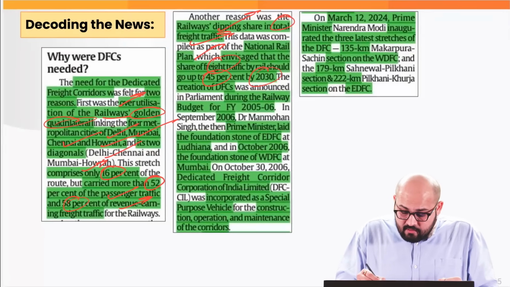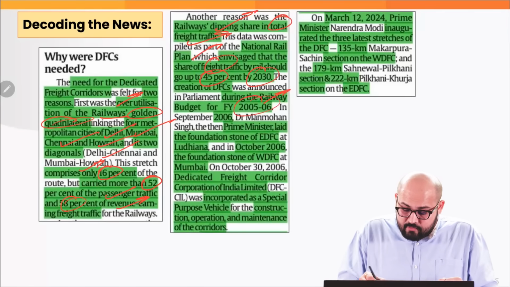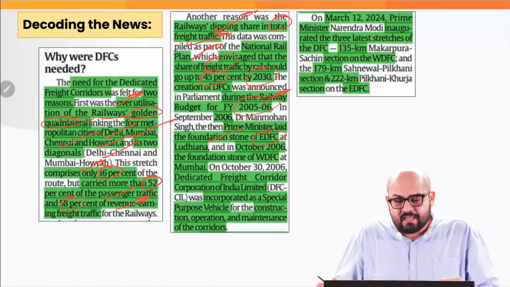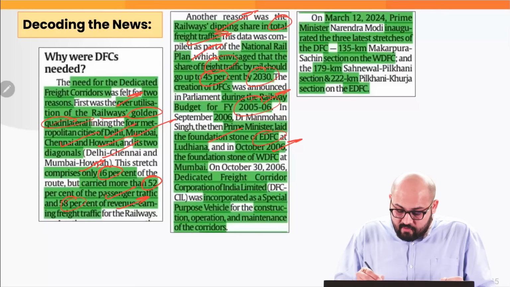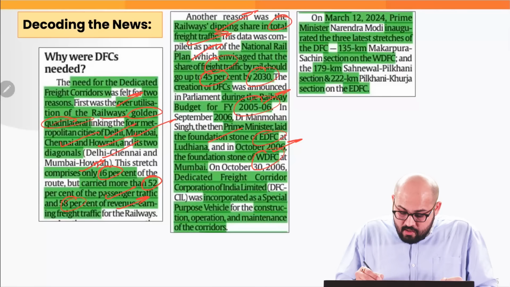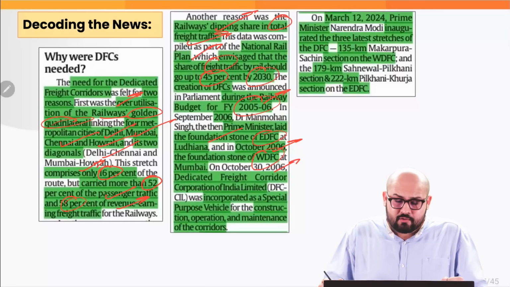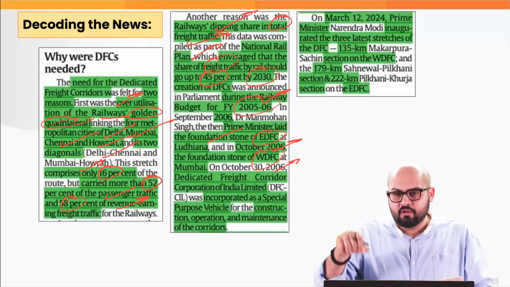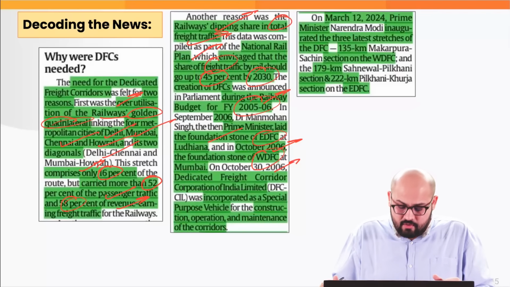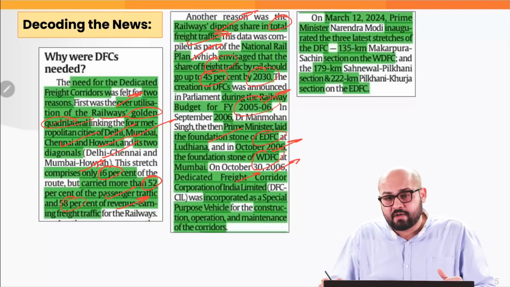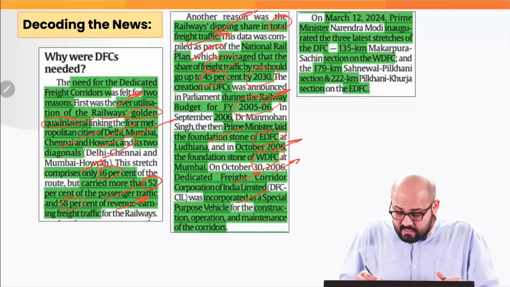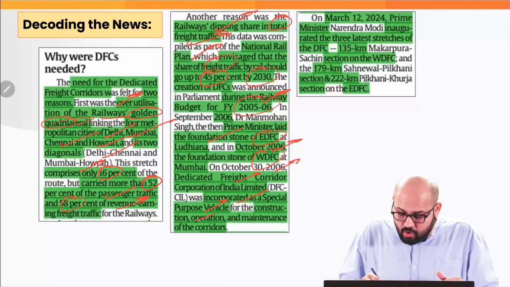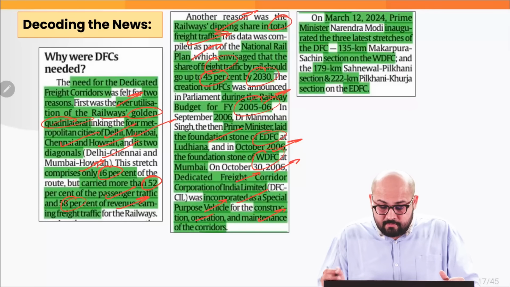The creation of DFCs was in the railway budget of 2005-6. Prime Minister Manmohan Singh laid the foundation stone of the Eastern Dedicated Freight Corridor in October 2006. The foundation stone for the Western Dedicated Freight Corridor was laid on October 30, 2006. Then we have a special purpose vehicle, a specific organization managing these dedicated freight corridors: the Dedicated Freight Corridor Corporation of India Limited, incorporated as a special purpose vehicle for the construction, operation and maintenance of these corridors.